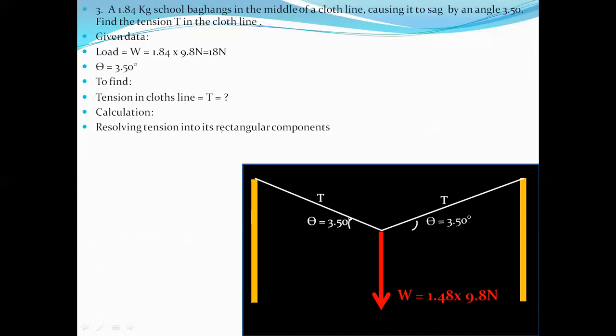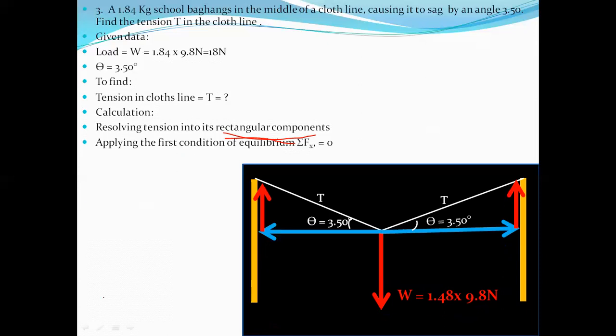We have to find the rectangular components, which are the x-axis and y-axis components, horizontal and vertical. The horizontal part is represented by blue color, whereas the red part represents the vertical component. First of all, we are applying the first condition of equilibrium, which says that the sum of all horizontal forces must be equal to 0. That means all the horizontal forces must cancel each other out. If we only take the horizontal forces, we see that the magnitudes of these two forces are the same and the direction is opposite.